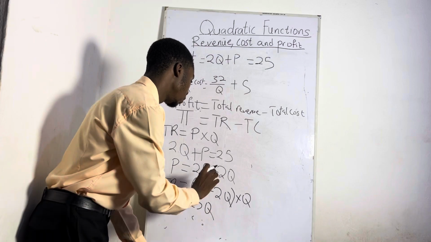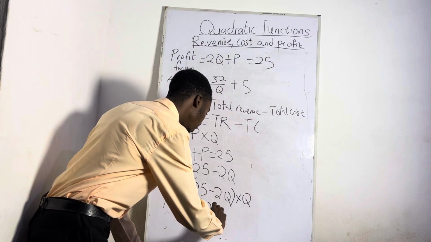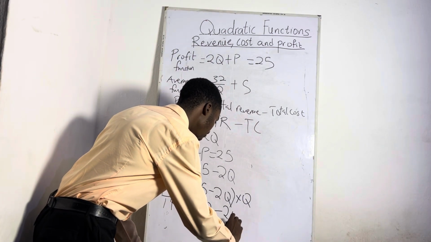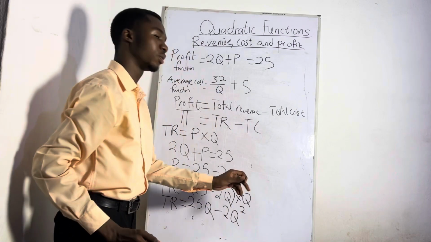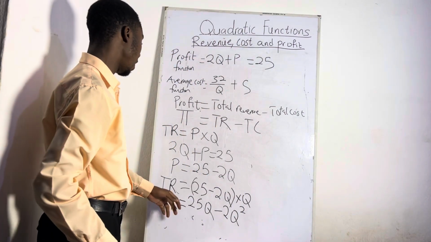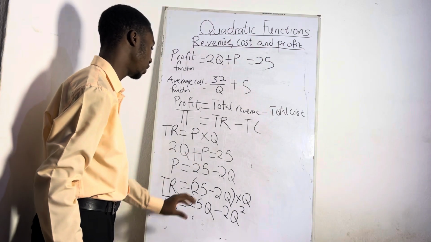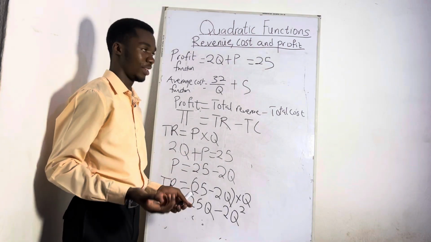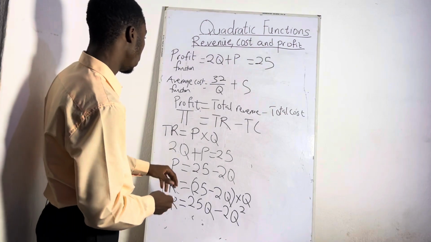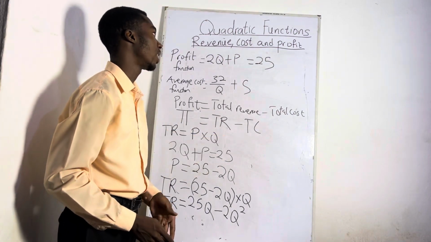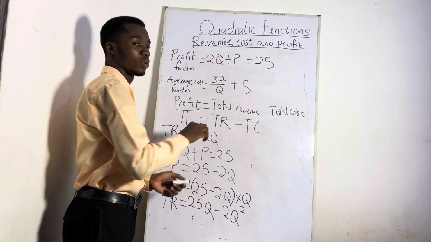Then minus 2Q times Q. That will give you negative 2Q squared because the Q is 2. You get it? So now I found my total revenue. My total revenue function is now 25Q minus 2Q squared. But profit is equal to total revenue minus total cost. So I also have to find my total costs.